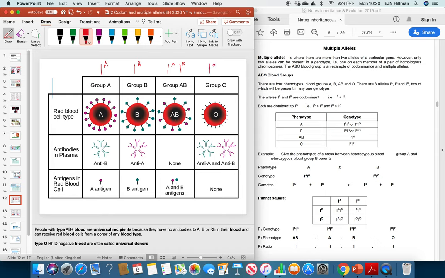Blood group O, IO, IO. Remember, the allele O is recessive to A and B. They have no A or B antigens on their surface. However, in their plasma, they do contain anti-A and anti-B, but there are no antigens on their surface. If they are blood group O negative, O rhesus negative, they are referred to as universal donors, meaning that an individual who's blood group O could donate their blood to any other blood group, because they don't have those antigens on their surface.